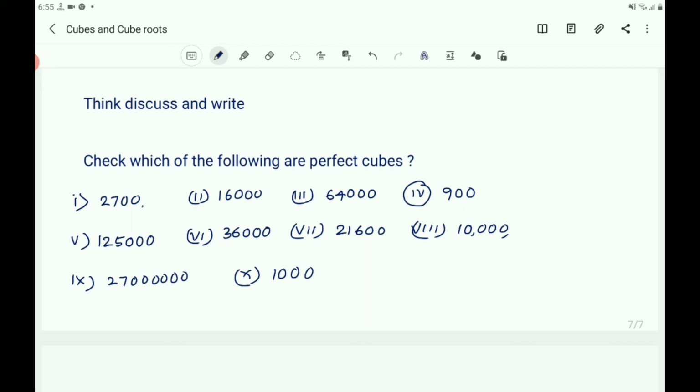Think, discuss and write. Check which of the following are perfect cubes. Here there are numbers: 2,700, 16,000, 64,000, 1,25,000, 36,000, 21,600, then 10,000, and it is 27 lakh, and it is 1,000. Now here we have to check the number before the zeros.